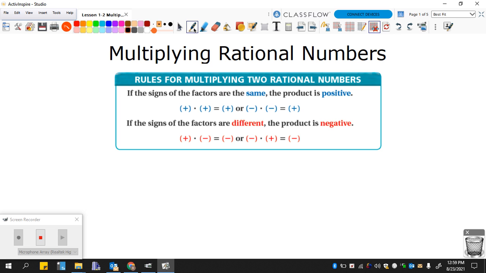Well, one of the things that we're going to look at in this lesson is the signs. If the signs are the same, either both positive or both negative, then the answer is always going to be positive. So if the signs are the same, the product, or the answer, is going to be positive. If the signs are different, a positive and a negative, or a negative and a positive, the answer is going to be a negative. All right, so copy this into your notes.